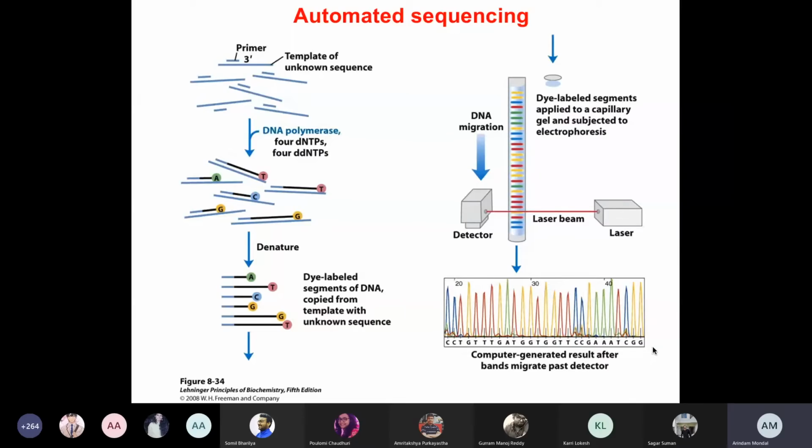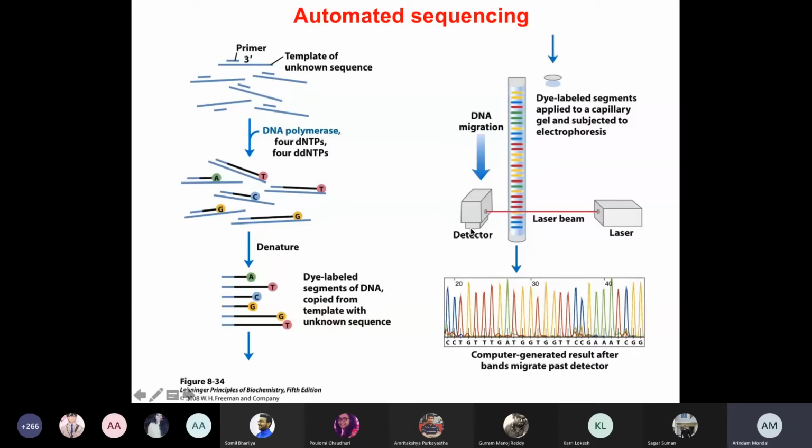Okay, so in that way, instead of setting four different reactions and then running them on gel, exposing them on X-ray films, and you have to work with radioactivity, here everything you are doing on an automated basis. All you need to do is to set up the reaction and then you put them in the sequencer.